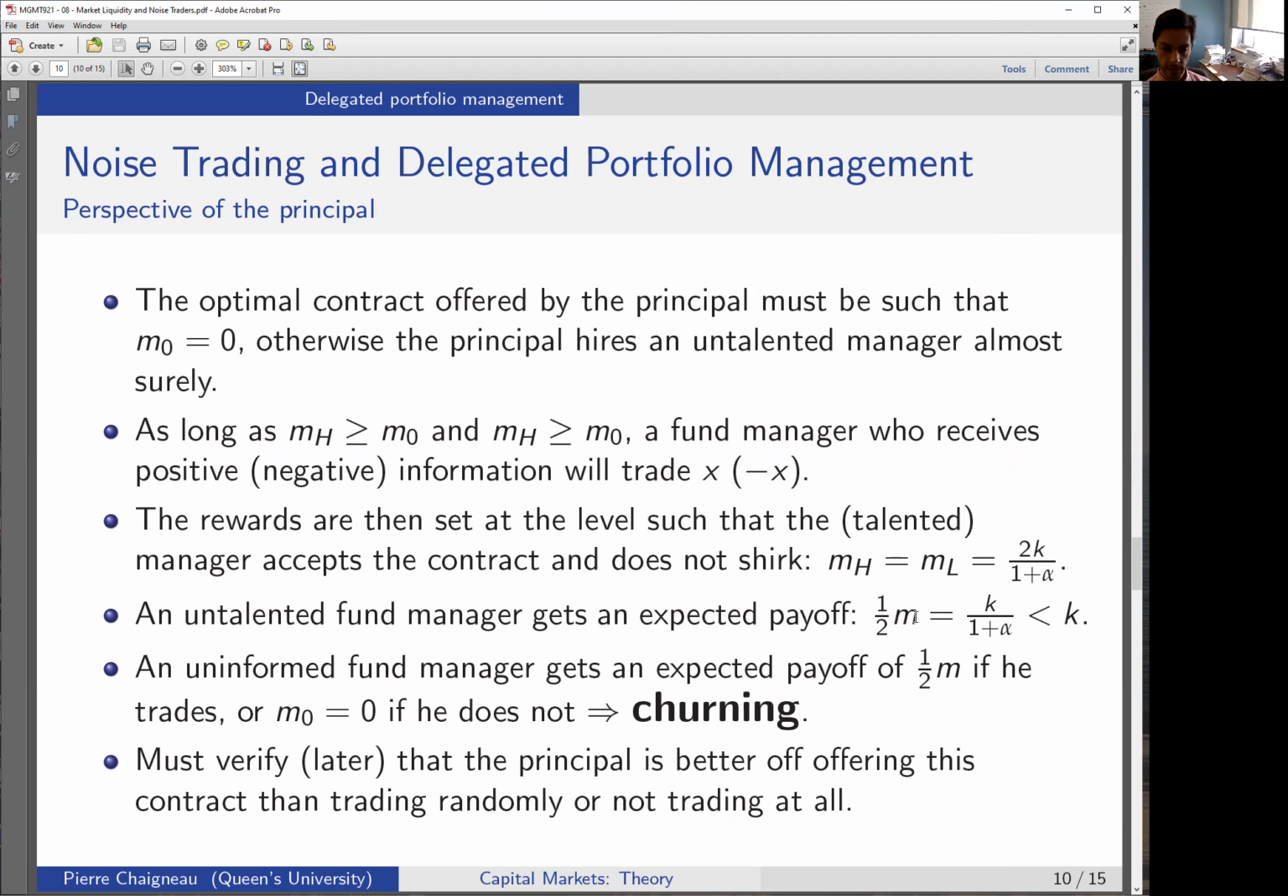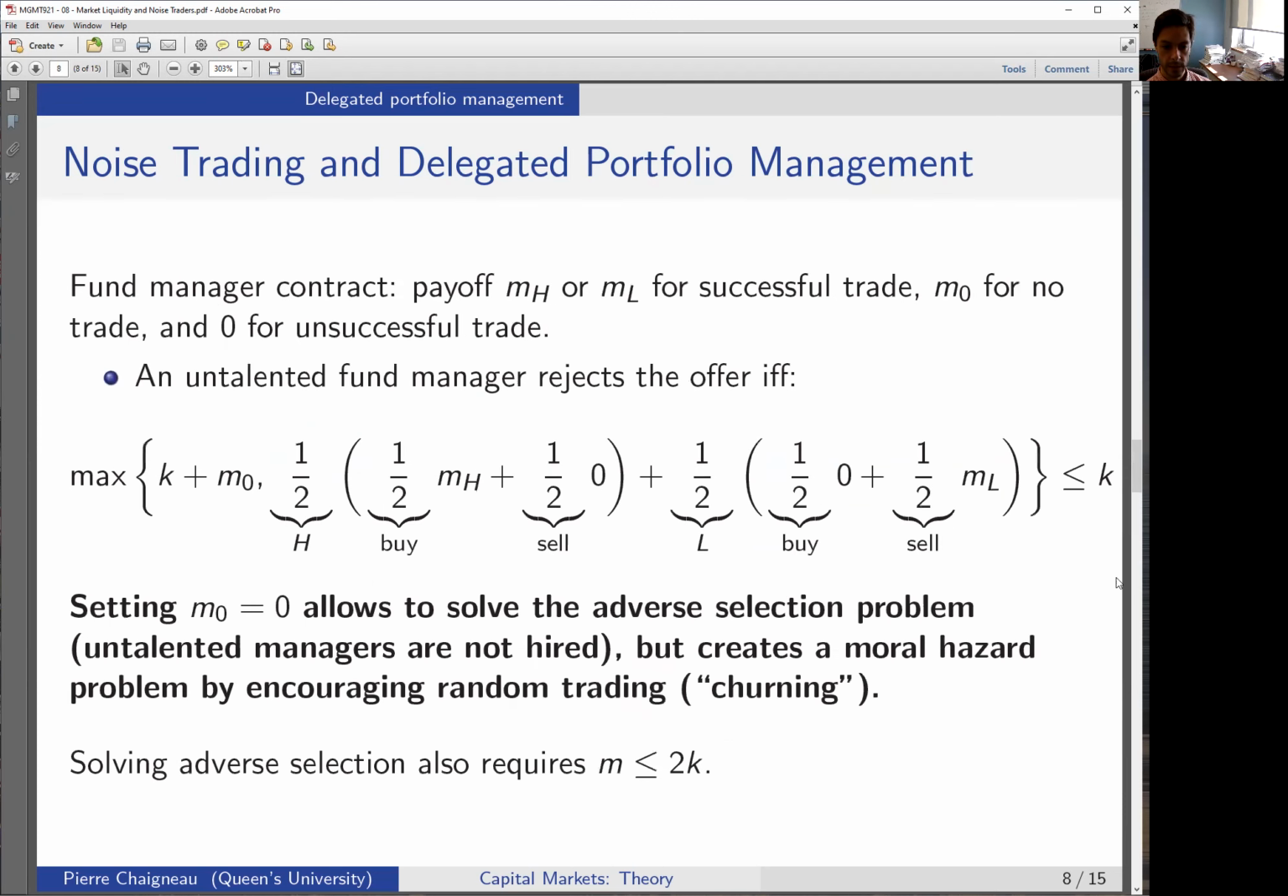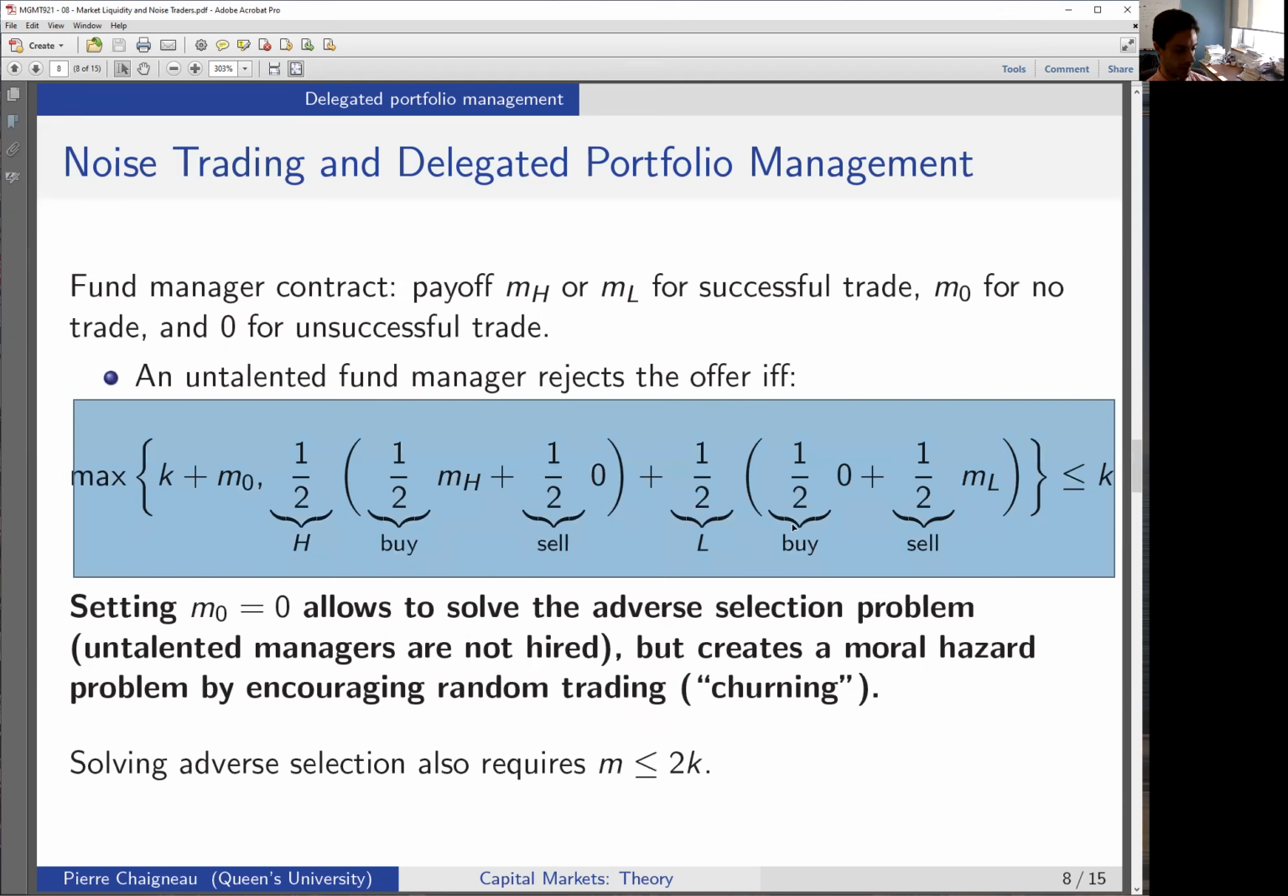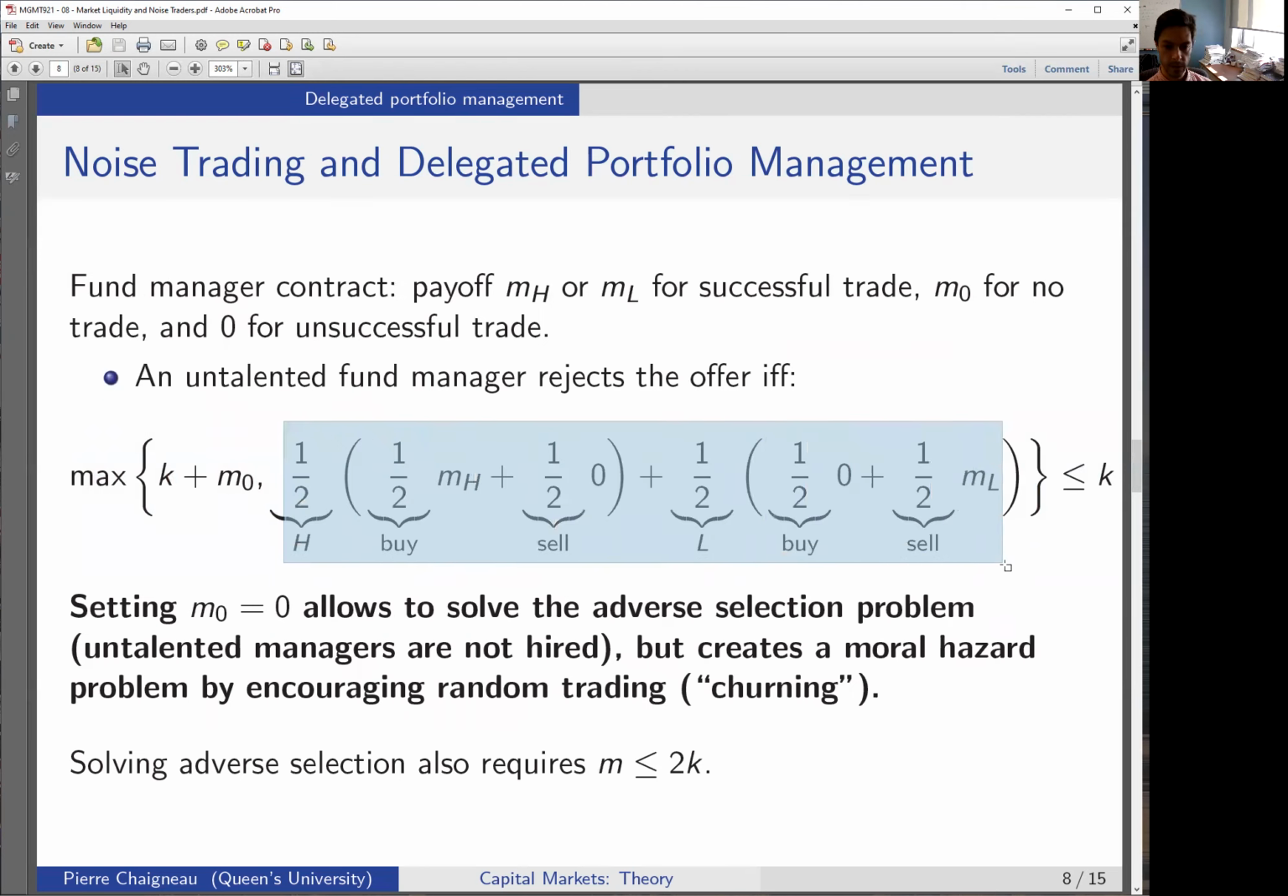And then we substitute for the value of M, which is here. And so the expected payoff of an untalented fund manager who trades is then equal to this. And as you can see, this is less than K, meaning that the condition here will still be satisfied because this is less than K, as we just established. And also with M0 equal to 0, this is less than K in a weak sense.